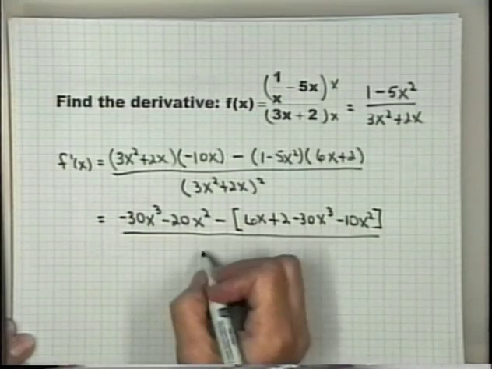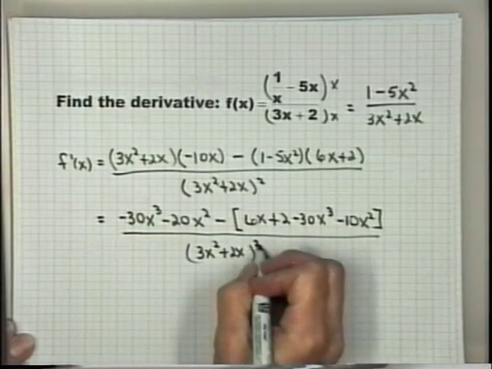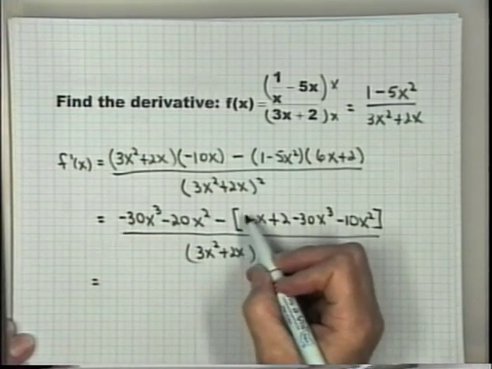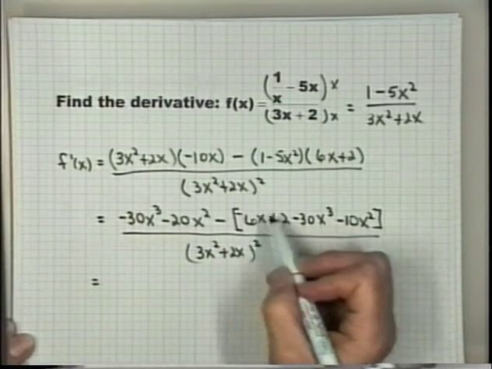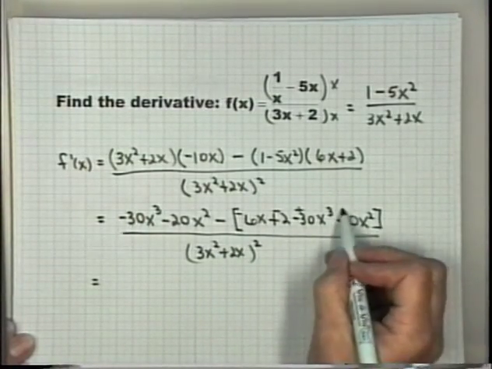If you'll do it like this, you won't tend to make those careless mistakes with your signs that I see so often. Okay, to save having to rewrite this, this negative would make this a negative 6x, a negative 2, a positive 30, and a positive 10.